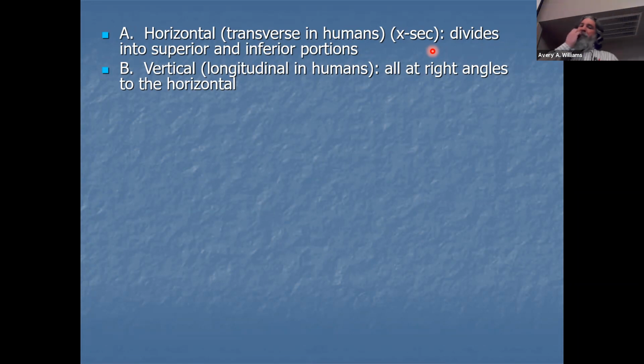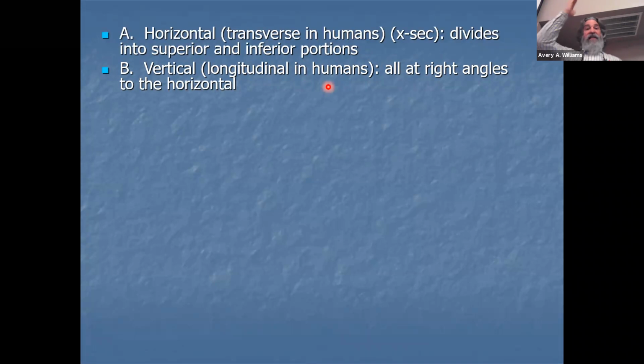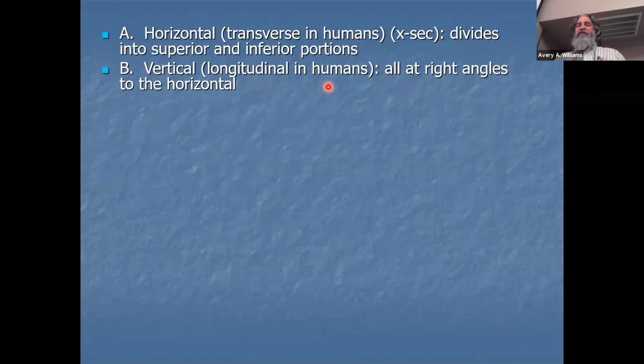Although you're going to see that there are two different types of vertical sections because we're three-dimensional, right? Vertical sections are also called longitudinal sections. Longitudinal means lengthwise. You're cutting the length of the individual, but you can cut it in two different ways. It doesn't really matter what axis you're talking about, Y or Z, they're all going to be at right angles to the horizontal.